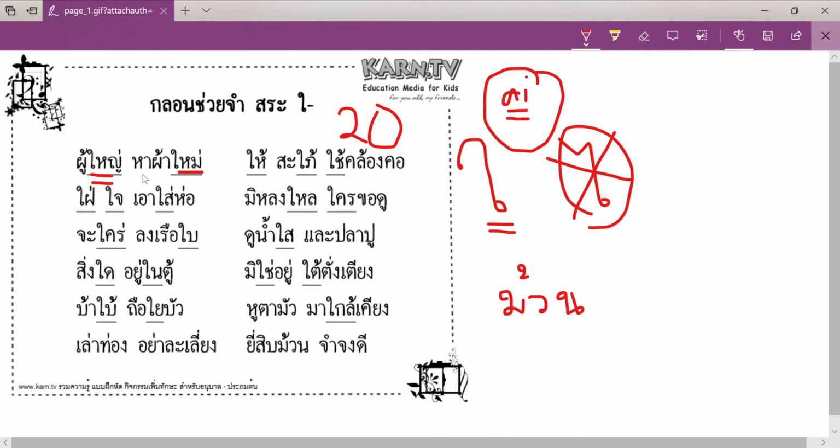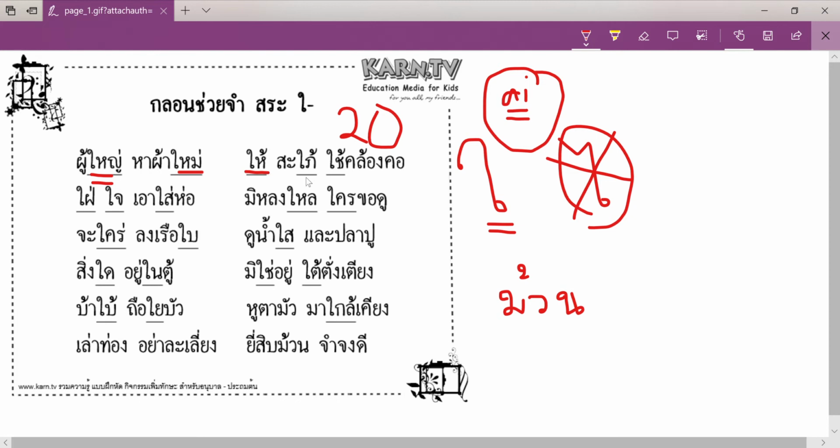ใหญ่ means big. ใหม่ means new, and the opposite of ใหม่ is old. ใหม่ is new, okay? ให้ means to give. For example, ฉันให้เงินคุณ, I give you some money. ฉันให้น้ำคุณ1แก้ว, I give you a glass of water. ให้, okay?